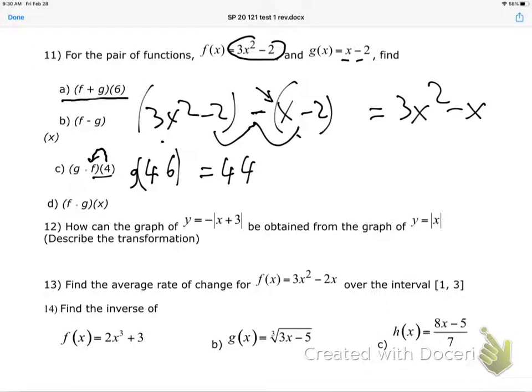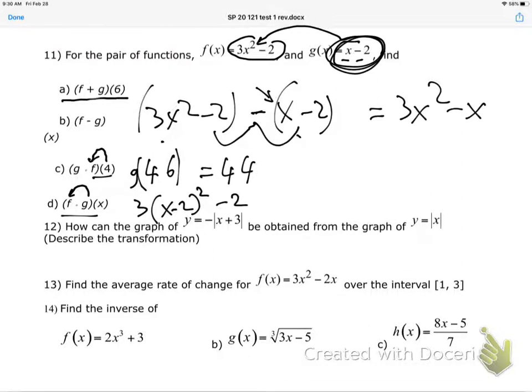Okay. Now this one here just means plug the g equation into the f. All you're doing is taking this here and plugging it right there. So this is 3, instead of x, it's x minus 2, all squared. It's minus 2 there, okay? And you can leave it like that.